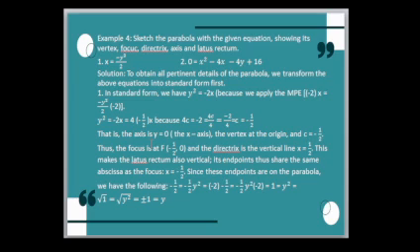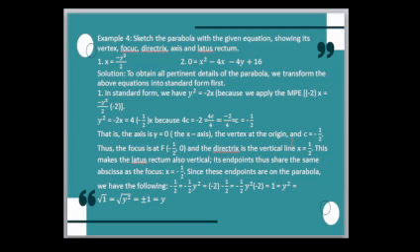That is, the axis is y equal to 0. That is the x-axis, and the vertex is at the origin. That is the equation of a horizontal parabola with vertex at the origin. So we have our focus at negative 1/2 and 0.